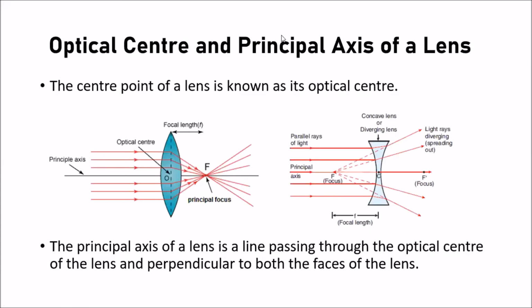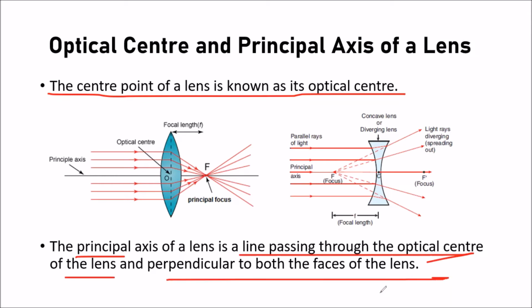So you can see the axis and point of center, it could be labeled O, as the line passing through optical center perpendicular. You can see this is the face of the lens, and these are all the rays, and this is the principal axis which is perpendicular to the face.